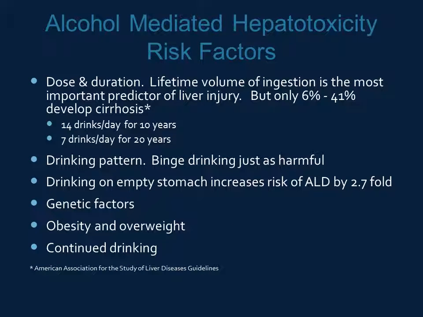So what are the alcohol-mediated hepatotoxicity risk factors? First, dose and duration. Lifetime volume of ingestion is the most important predictor of liver injury, but interestingly, only 6% to 41% develop cirrhosis. Drinking as much as 14 drinks a day for 10 years or 7 drinks a day for 20 years can lead to significant liver injury.